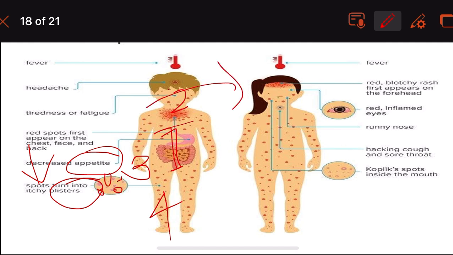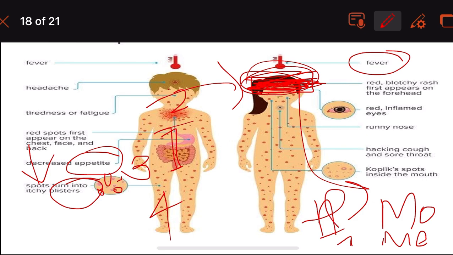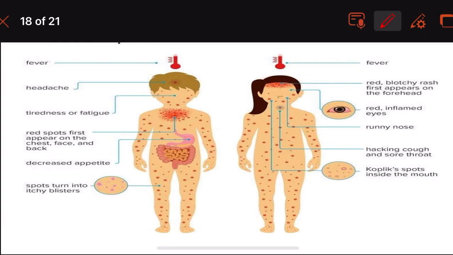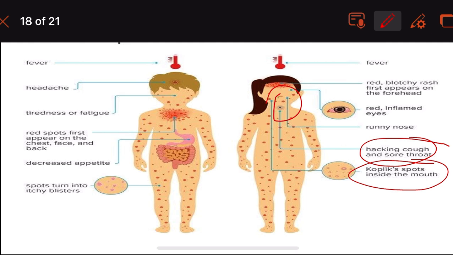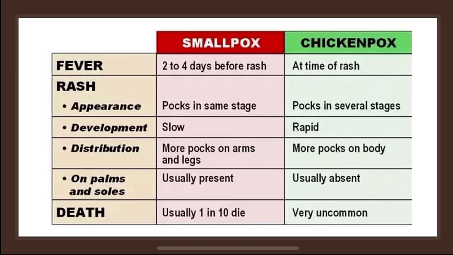Now let's see what happens in measles. In measles, the person suffers with fever. Red blotchy rash will first appear on the forehead. Measles first comes on the forehead, the head of the family. And then we have red inflamed eyes in measles, runny nose, hacking cough and sore throat, Koplik spots inside the mouth. The Koplik spot is the most characteristic of measles. When we discuss the measles video, we'll go into detail. For now, we have a comparison here.